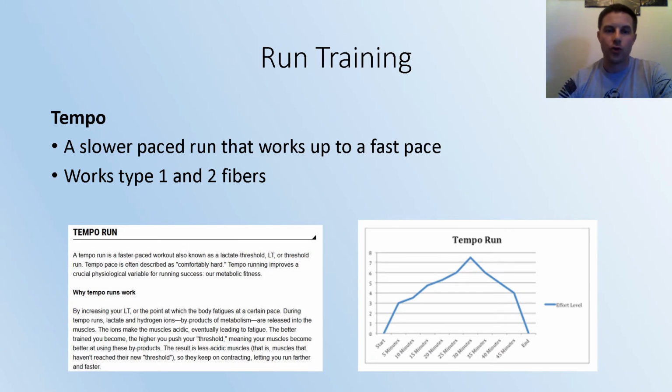A tempo run training is a slower pace run that works up to a fast pace, right? And it works the type 1 and type 2 fibers, as you can go and read about it on the left infographic, and the infographic on the right is a typical tempo pace run speed.